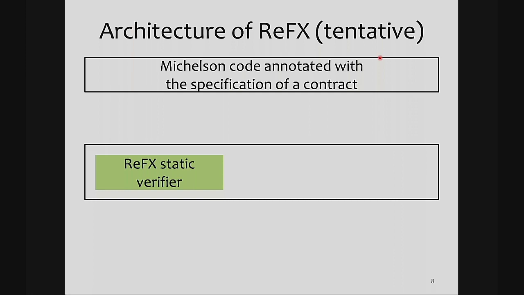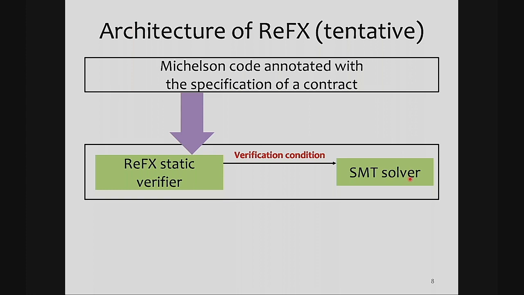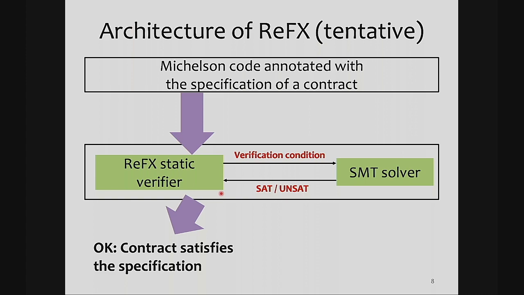This verifier interacts with an SMT solver, which is an enhanced solver with some theory, and this ReFX static verifier generates a verification condition, which is a sufficient condition for this contract to be indeed safe, safe in the sense that the specification is met. And then this SMT solver checks whether this verification condition is indeed valid or not. If this verification succeeds, then we can execute this Michelson contract, so we can deploy this contract on a chain. If it is not satisfied, then this contract may violate the specification, so we at least need to check whether the original Michelson code is indeed correct or not. So maybe we do not deploy this contract as is.